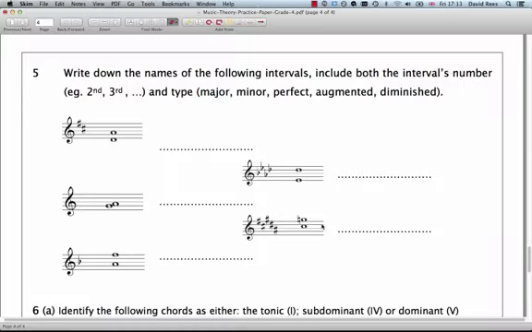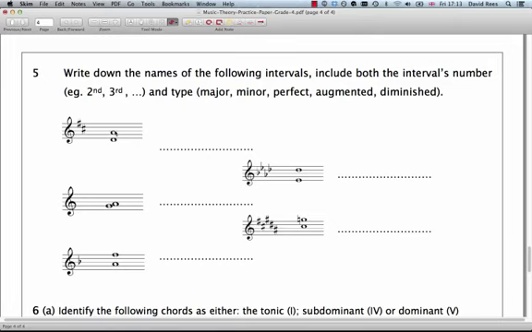Woohoo! I enjoy nothing better than working out a few intervals over a cup of tea, so that is exactly what we're going to do in question 5. Write down the names of the following intervals, include both the interval's number, second, third, fourth, etc., and type, major, minor, perfect, augmented, or diminished. Cool, so let's see what we can do with this lot.